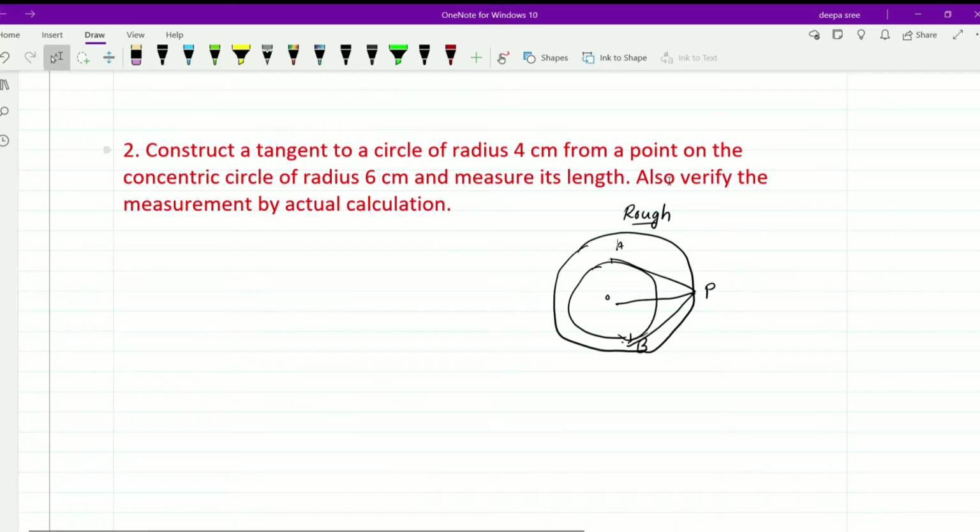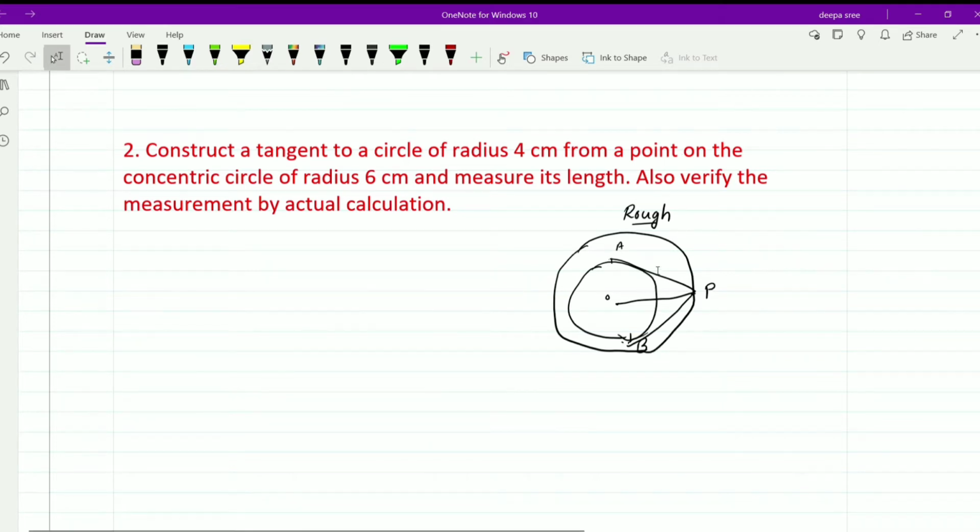Welcome to today's session. Today I'm going to discuss question number 2 of class 10, exercise 11.2, construction lesson. The question is: construct a tangent to a circle of radius 4 cm from a point on the concentric circle of radius 6 cm and measure its length. Also verify the measurement by actual calculation.